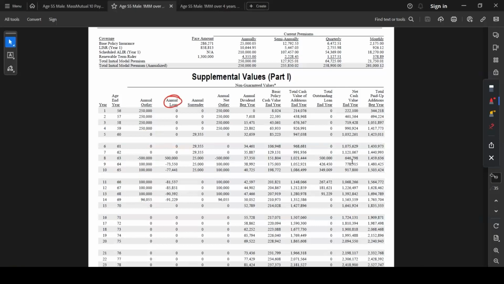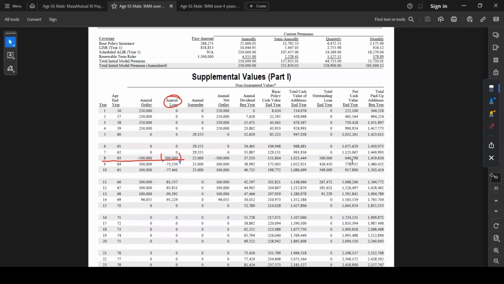Next column, we've got annual loan here. When you see that term, what goes through your mind? Loan, money I receive. So year 8 is pretty straightforward. There's the $500,000 loaned to me from the insurance company in this case. But what's going on after that? Like, what's up with these negatives? Right? You got negative $73,550, and it goes up each year.